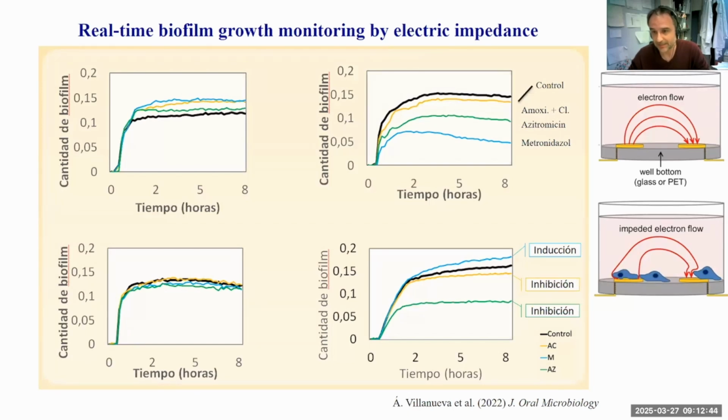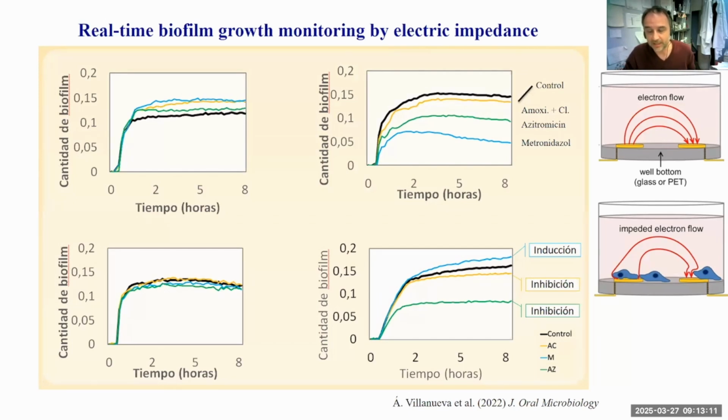And this is by the use of impedance, which is the measurement of an electric current that goes through the culture medium. So what we have here on the right is 96 well plates. And at the bottom of the wells here, we have gold electrodes. And then we pass an electrical current through that.